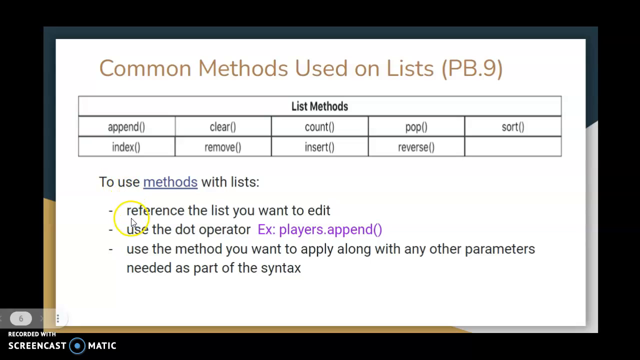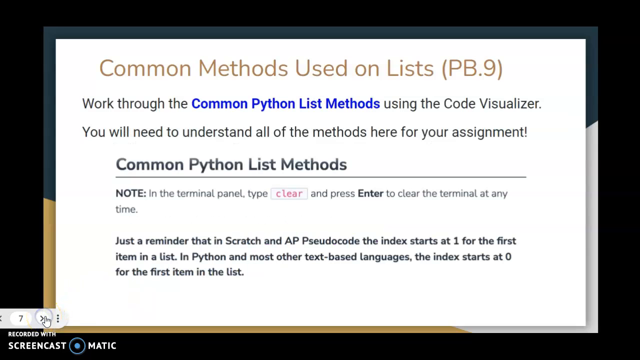So in order to use lists, you want to, number one, reference the list you want. So we want the players list. You have to use the dot operator in order to include any of these instructions. So players dot append means go to the players list, and now I want to append or add to it. Then use the method you want. So maybe you want to clear the list. It would be players dot clear, and then it's going to clear the list. You use the method you want to apply with any other parameters you need as part of the syntax. So when it says insert, you might have something that you're plugging in there, because maybe you're inserting a name or a space or something like that.